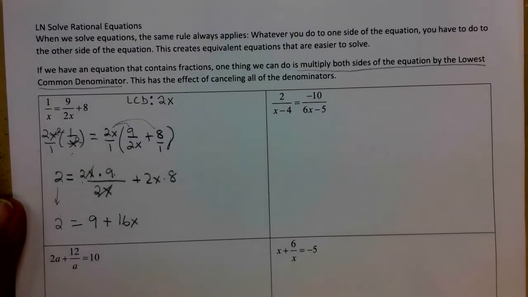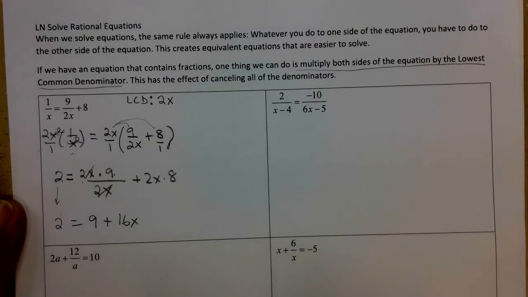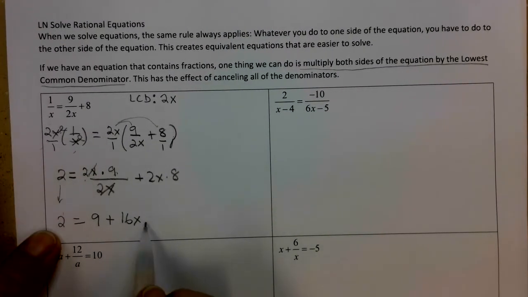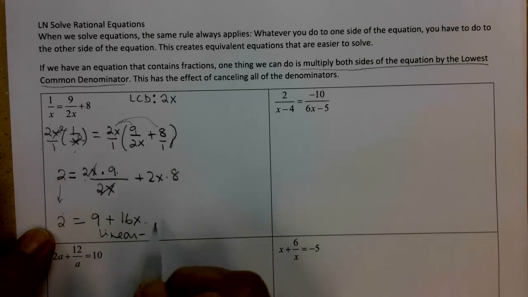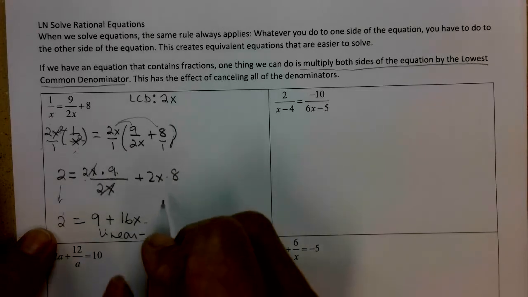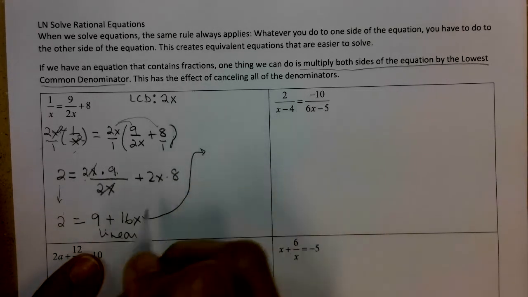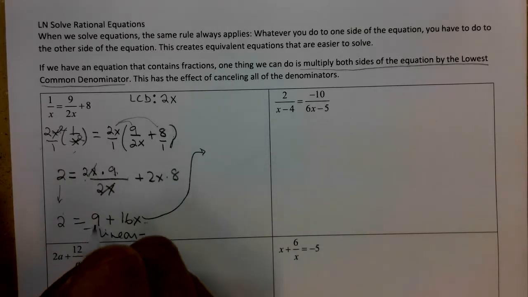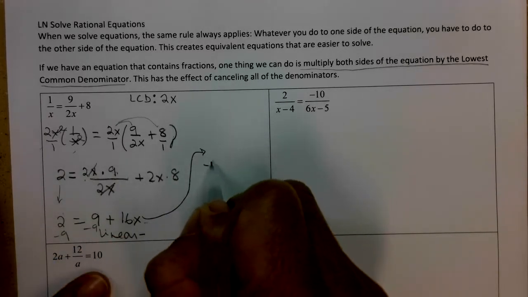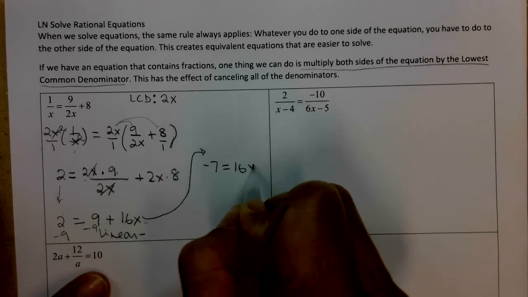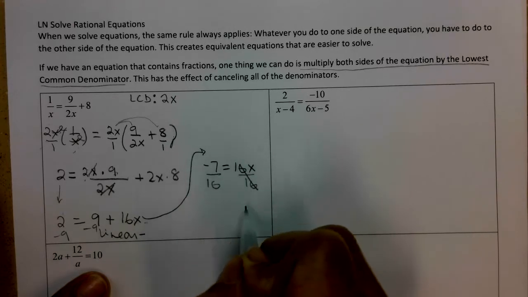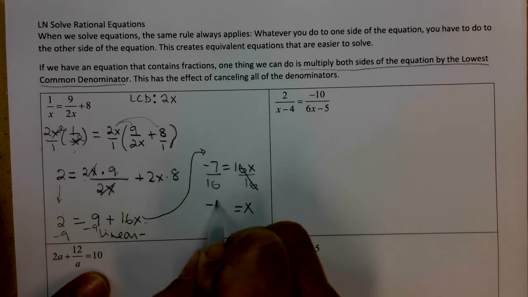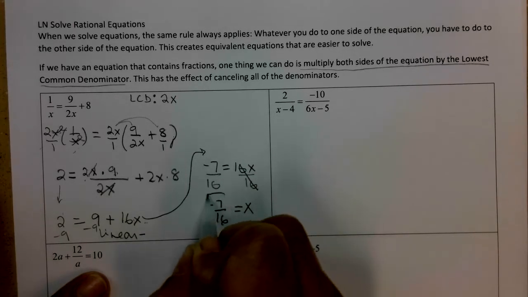Okay, well, I've canceled all my denominators. I have this equation that's equivalent and much nicer to solve. So this is a linear equation. So that means we want to get the x term by itself first. So I will subtract 9 from both sides. So negative 7 equals 16x. And divide both sides by 16. So x equals negative 7/16.